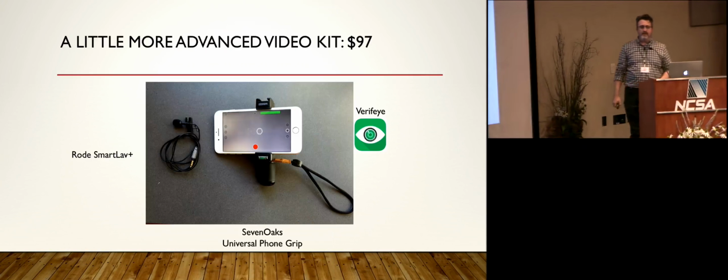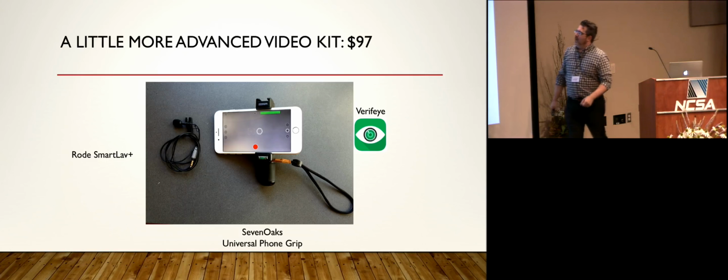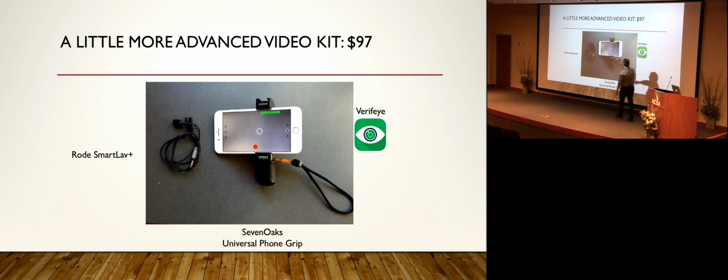We can get a little bit more advanced here in the audio kit. We still have that 7 oak universal phone grip right here. Now I've added a smart lav. It's a lav mic that goes directly into the phone. If I'm using an iPhone 7 or above, I need to use the $10 dongle to go in there.